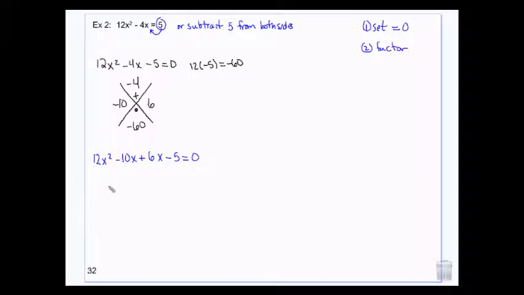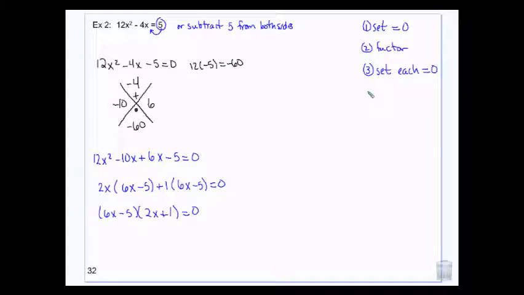I can factor 2x, so I get 6x minus 5, and I can factor out a 1, and I get 6x minus 5, and that gives me 0. So I have 6x minus 5 times 2x plus 1 equals 0. Okay. So I'm going to set each of those equal to 0. And then I'm going to solve them.